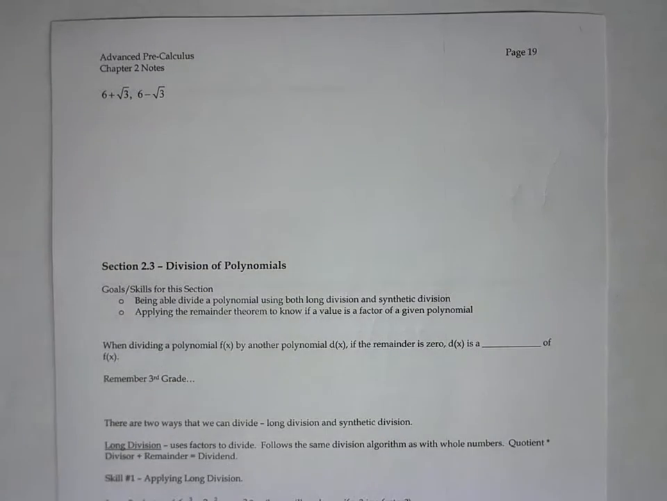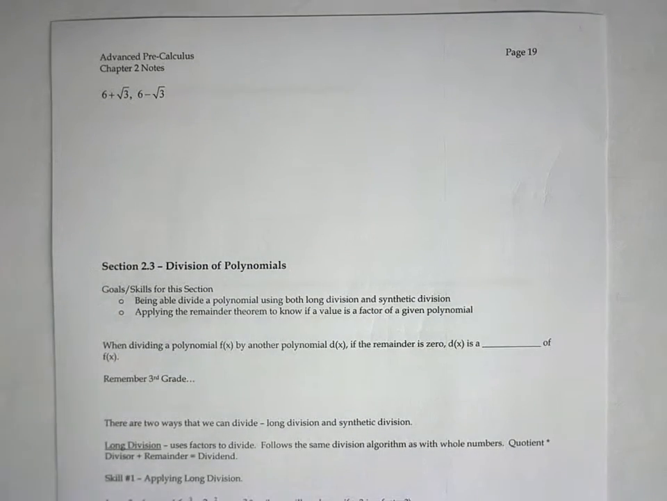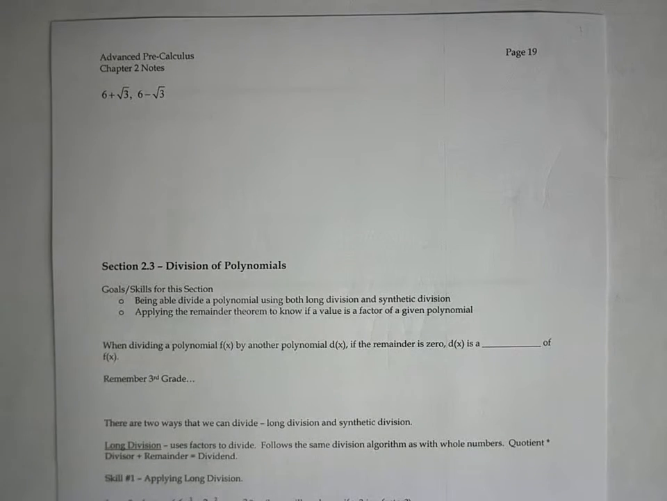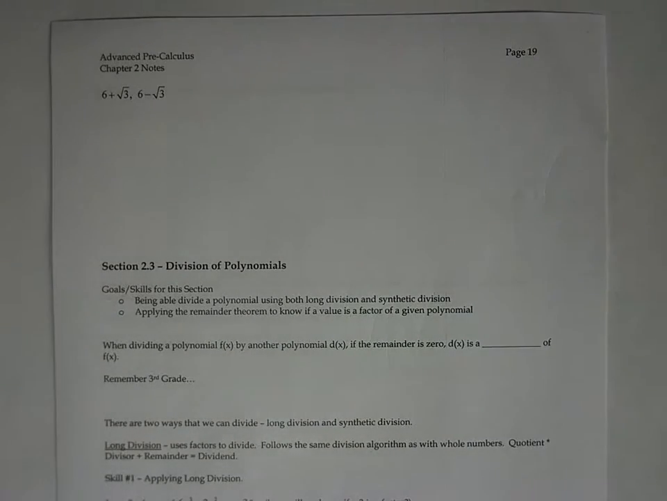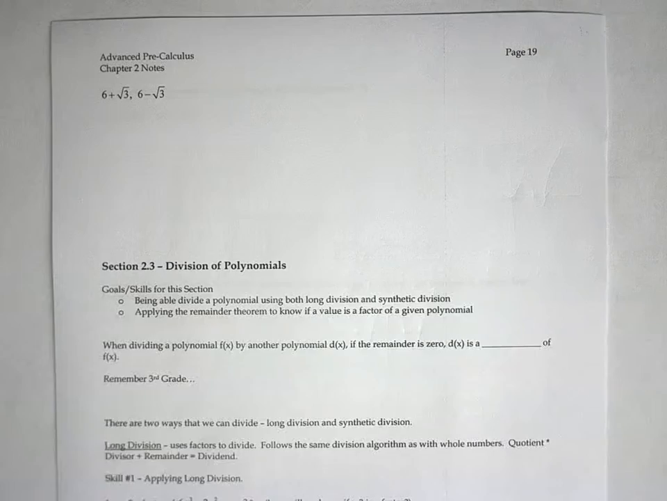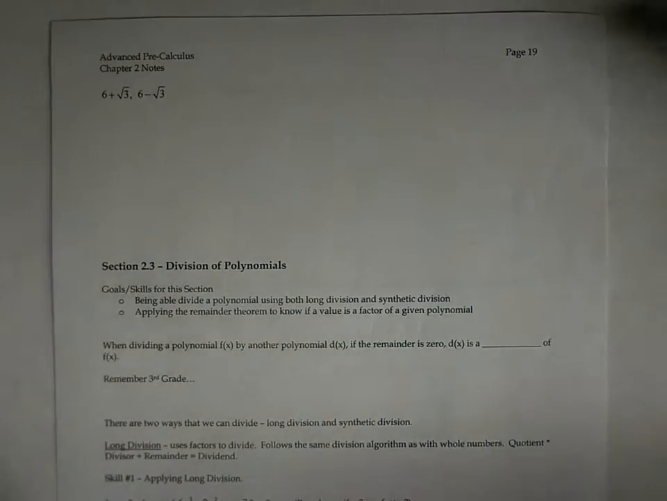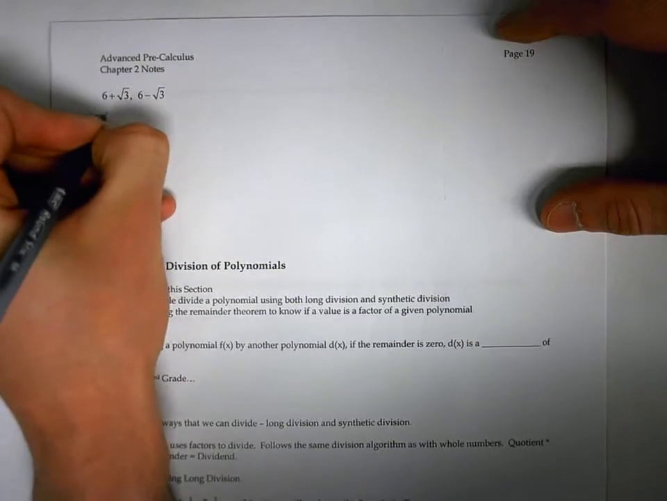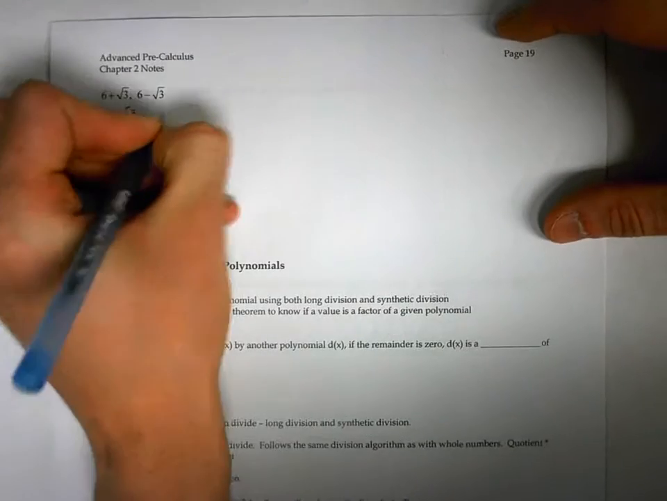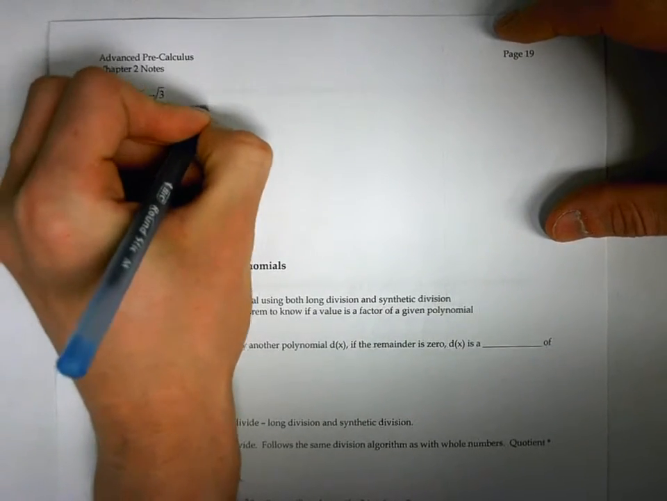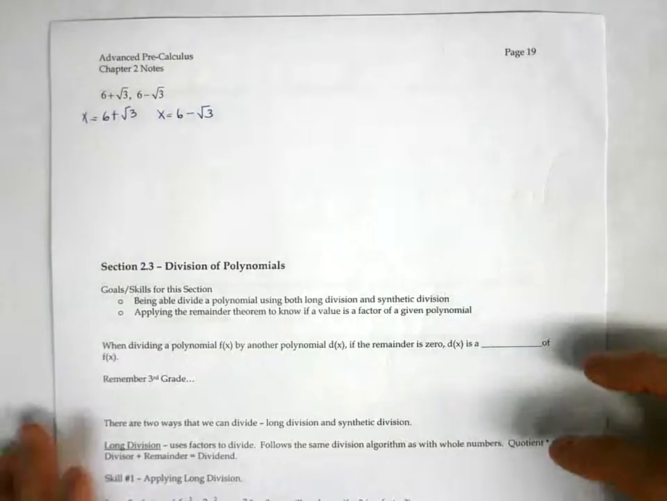The last example with finding my polynomial function just involves two zeros that are a little more complex. But we're going to follow the same procedure. We're going to set them equal to 0 to find the factors, and then we're going to FOIL everything out. So here, if these are my zeros, I know x is equal to 6 plus square root of 3, and x equals 6 minus square root of 3.